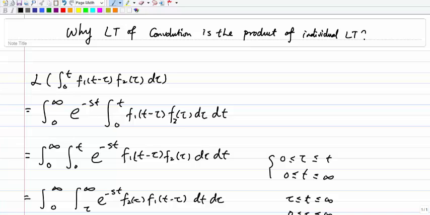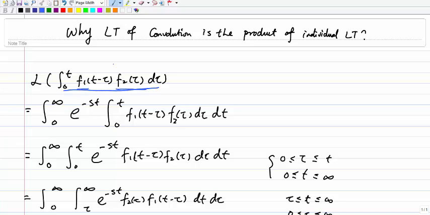In this video, I'm going to talk about why the Laplace transform of the convolution of two functions is a product of the Laplace transform of the individual functions themselves. Okay, so let's say we have the convolution of two functions f1(t) and f2(t).